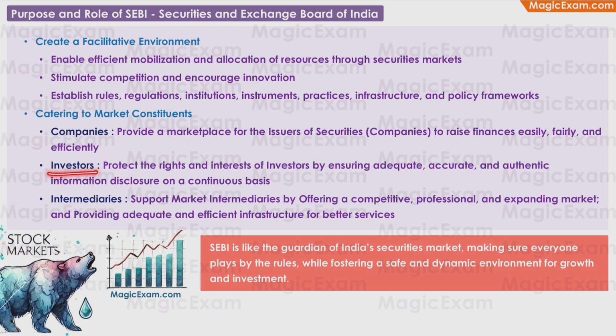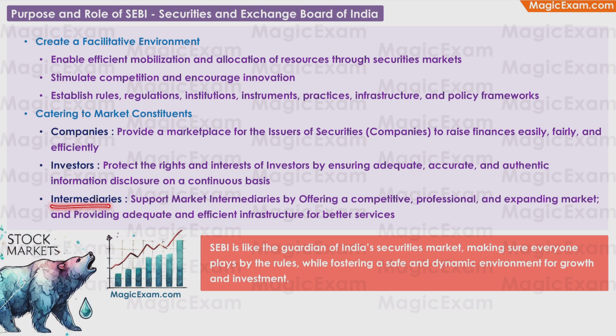Coming to investors, SEBI's top priority is to protect the rights and the interests of the investors. It ensures that all information is disclosed clearly and accurately so that investors can make informed decisions. Coming to market intermediaries, these include the brokers, the depository participants, the depositories, the financial institutions, and all other players in the financial markets.